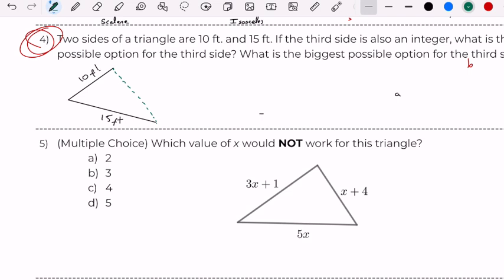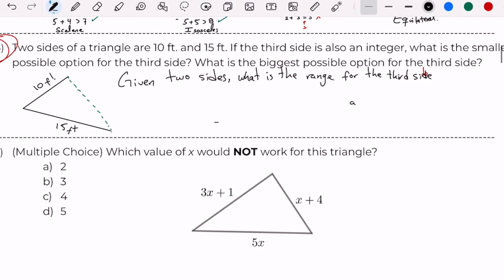So here it is given two sides. Given two sides, what is the range for the third side? It is so weird that I have those B and A and some little marks that I cannot erase. Look, okay, ignore it.